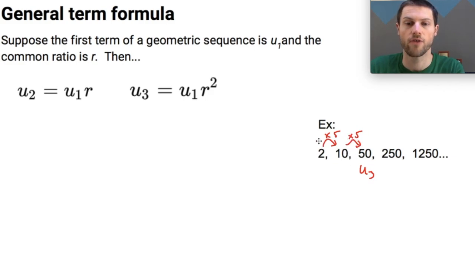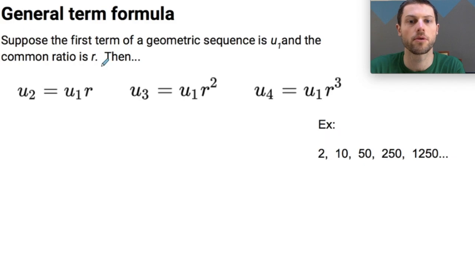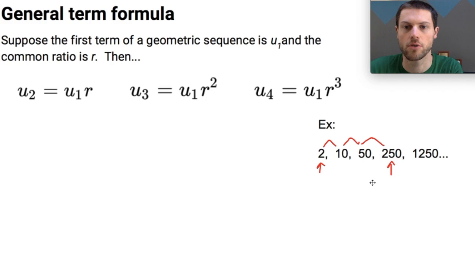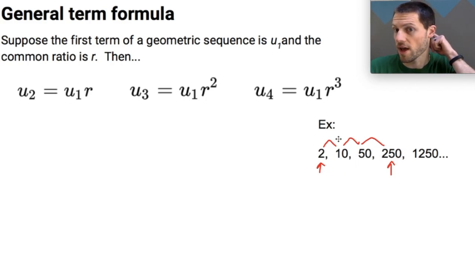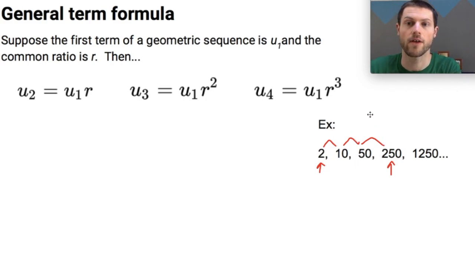So how do I get from u sub 1 to u sub 3? It holds true that I multiply u sub 1 times r squared. And then similarly, I would say that u sub 4 is equal to u sub 1 times r cubed. If I want to get here, I can multiply u sub 1 by the common ratio, in this case 5, 3 times. So that would be times 5 times 5 times 5. So r to the third, or 5 to the third, would produce this value right here.